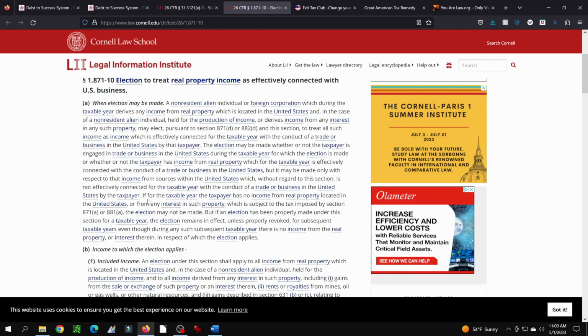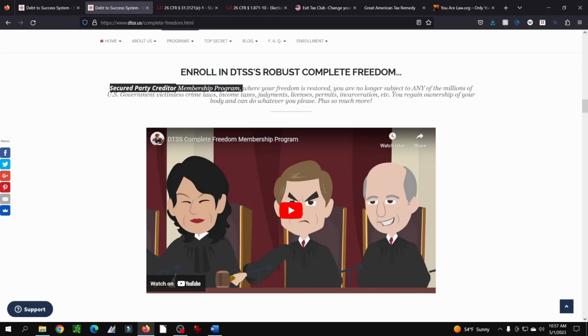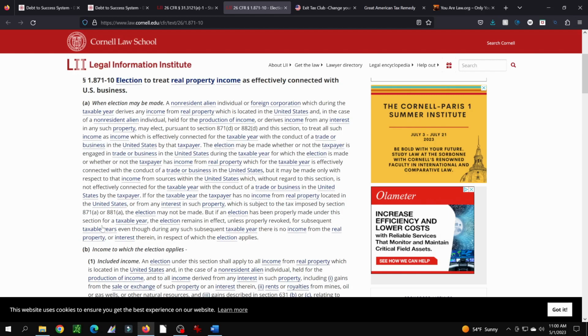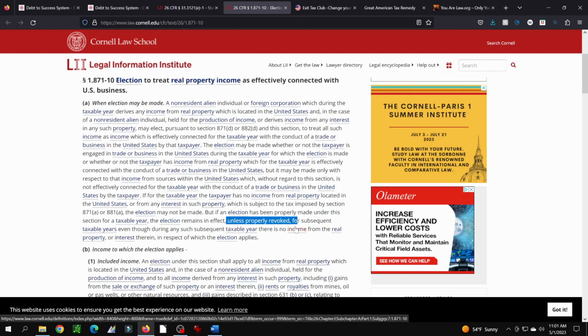So this is what's cool. The Debt to Success System has this program, Complete Freedom. If an election has been properly made under this section for a taxable year, the election remains in effect unless properly revoked for subsequent taxable years, even though during any such subsequent taxable year there is no income from the real property or interest therein in respect of which the election applies. So this is the phrase that woke me up, folks. I was given these two passages and told to go look them up, and I read this and I realized: unless properly revoked. And so I put in, how do I properly revoke my election to pay taxes?